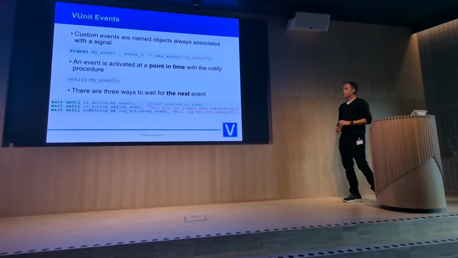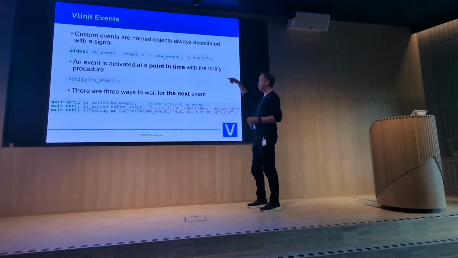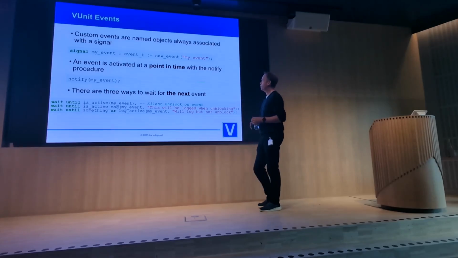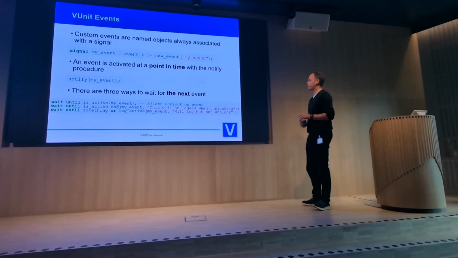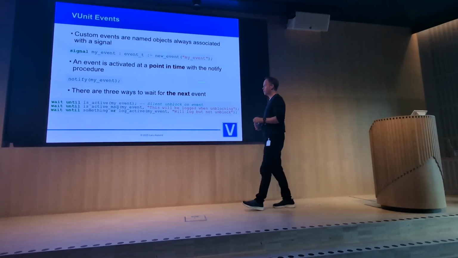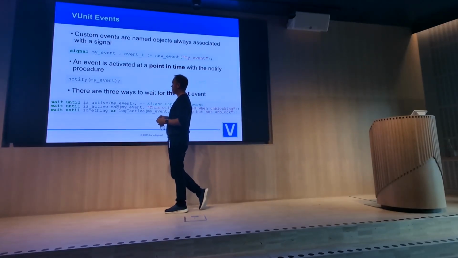So you create an event, it's always a signal, because we're still going to use the wait statements in VHDL, which work on signals. So I create my event, it's of event type, and I call the initialization function new_event, and I'm also giving it a name, it's a string. If I want to signal that the event has happened, I use the notify procedure.